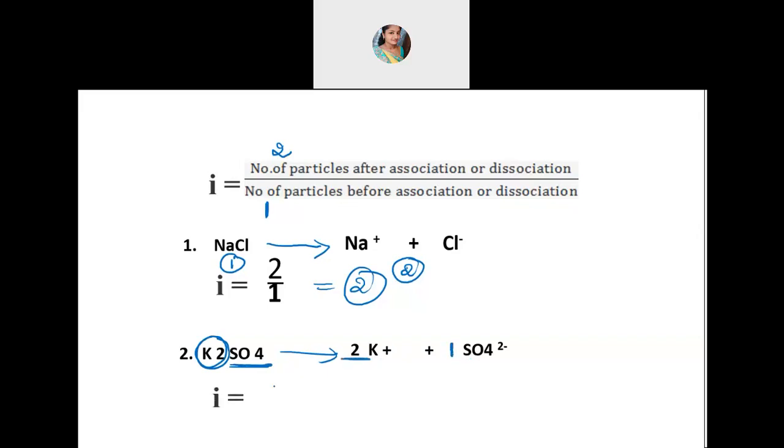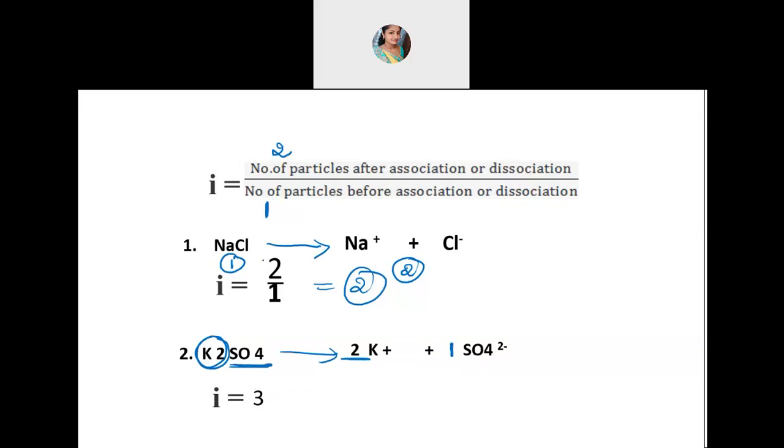So the i value will be the number of particles after dissociation. It is 3. So 3 divided by, before it was 1. So the i value will be 3 here. Okay, so 3 will be the answer. You see the positive ions and the negative ions. So it will give you this many ions after dissociation. So the i value will be 3.